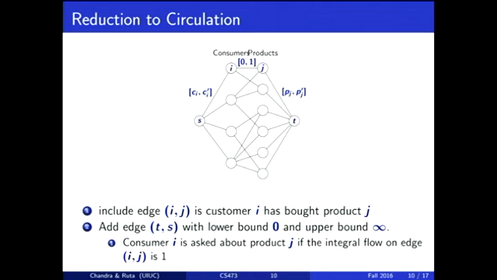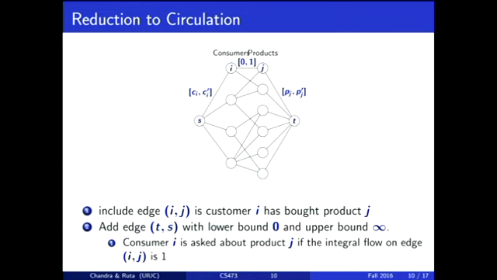Now you add a source and a sink. From the source, I'll add to each customer i an edge, and the lower bound on the edge is C i, and the upper bound on the edge is C prime i. That represents that the number of questions you can ask this customer is between C i and C prime i. And for each product j, you again have a lower bound and upper bound of how many customers you should assign to that product, or how many customers you'll ask that question.